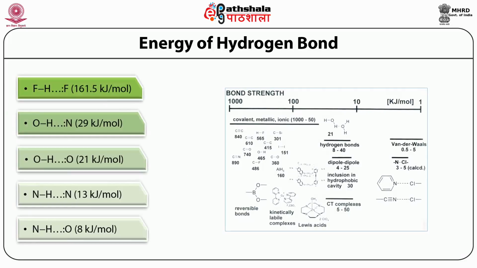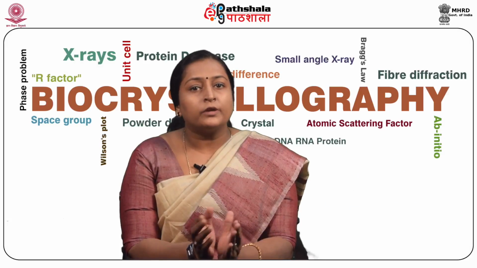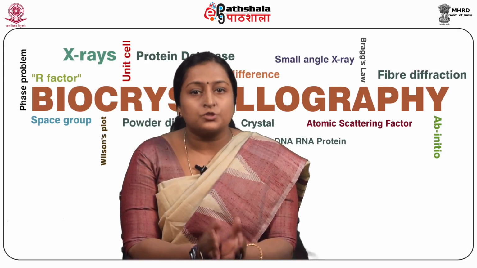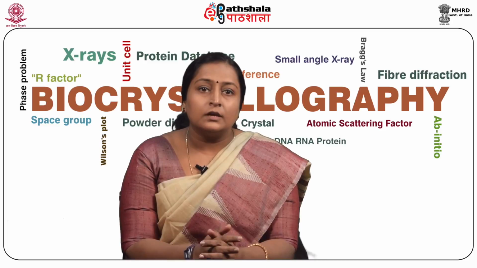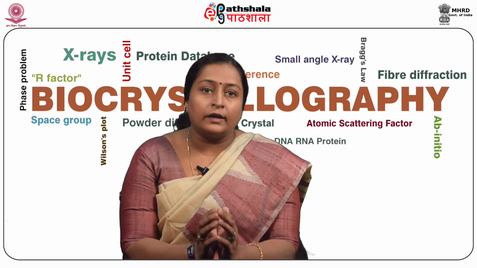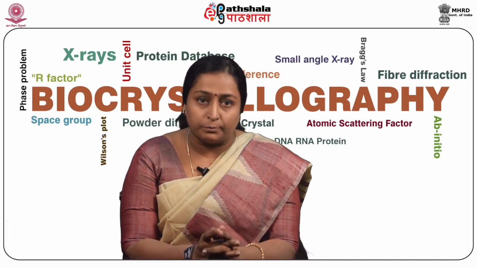If we look into the bond energy of fluorine, hydrogen and fluorine, the bond energy is 161.5 kJ per mole. Whereas in the case of nitrogen, hydrogen and oxygen as a donor hydrogen and acceptor atom, the bond energy is approximately 8 kJ per mole. In order to categorize the hydrogen bonds as strong, moderate and weak, the distance between the donor and the acceptor atom is very important.